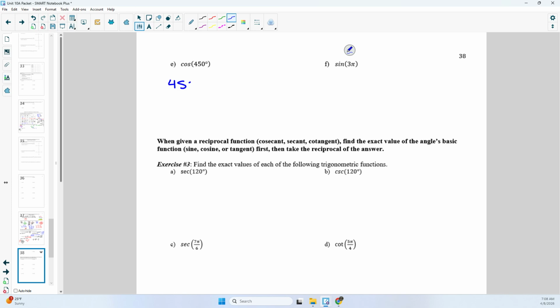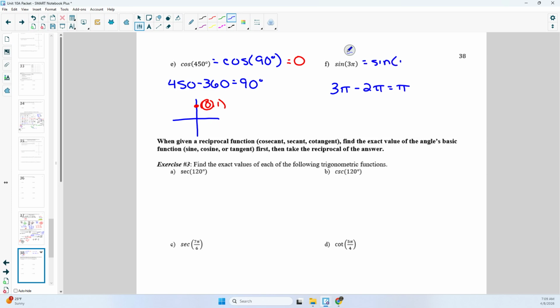So the coterminal angle is 90, so this equals the cosine of 90. We know that gives us a flat triangle, so we're just going to think about our point on the circle, which is 0, 1. Cosine is x, so the cosine of 90 is 0. Coterminal with 3 pi is 1 pi. Another quadrantal angle. This is negative 1, 0. We know sine is the y value, so the sine of pi is 0.